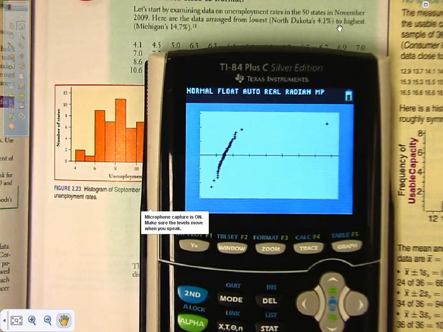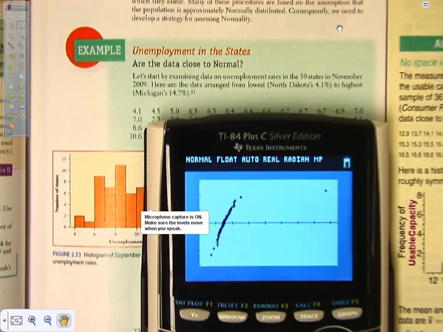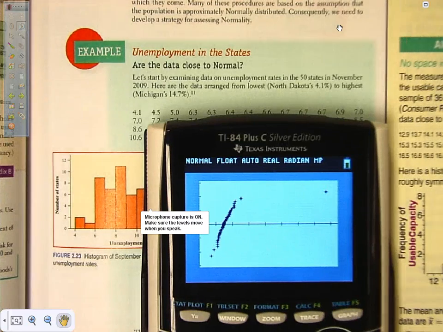Again, going back to this example of unemployment rates in the 50 states in November 2009. That example is pretty good about walking you through how to make sure that 68% of your unemployment rates are within the first standard deviation and so on and so forth. But we also showed how to use the normal probability plot here to talk about the same situation, whether this is normal or not. Okay? If there are any questions on that, we can talk about that a little bit more in class.